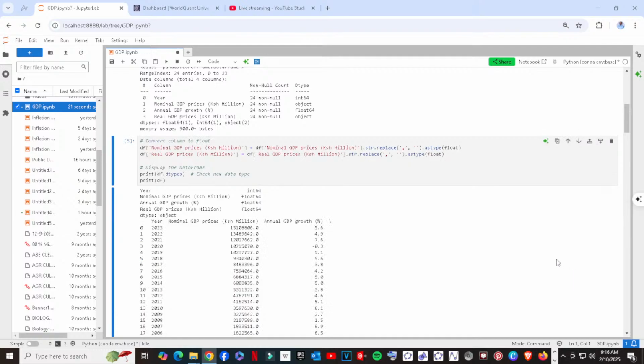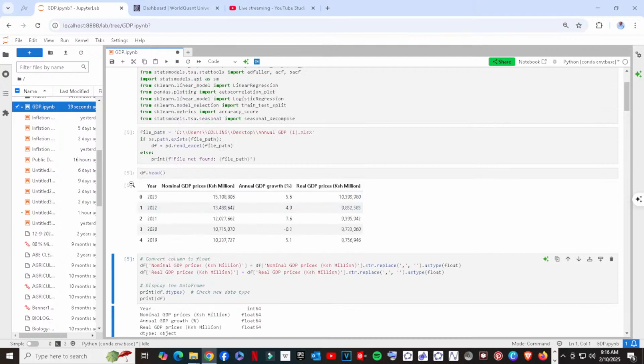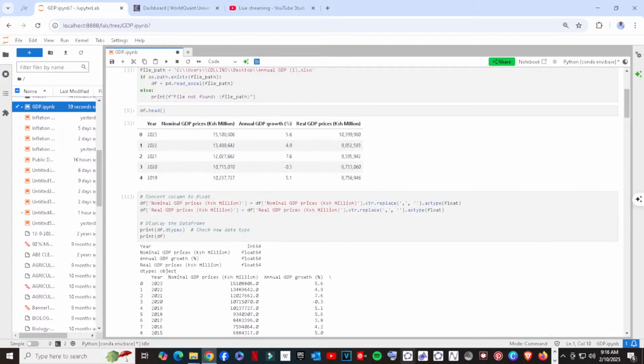So what I'm going to do is move the code up, immediately after this. This is the code I want. We see we still have these commas here, so this code is supposed to eliminate that. I'll run it. Yes, it's eliminating them for the columns of nominal GDP prices and real GDP prices, so definitely that's what it's done.